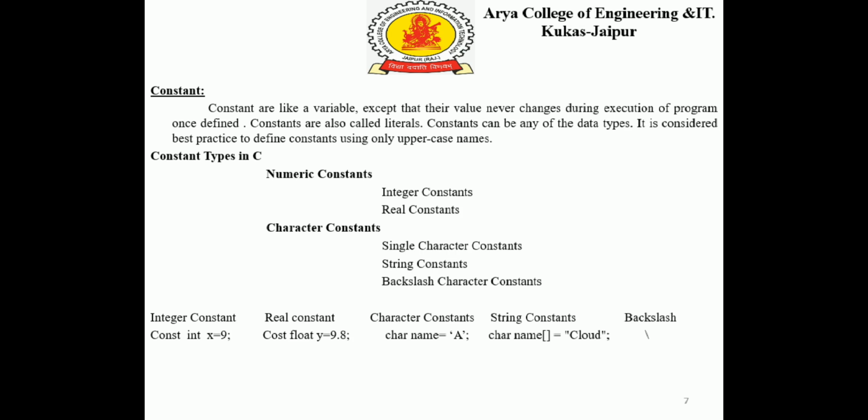Next, we can see constants. Constants are defined as values that are not changed during the execution of a program or during the life cycle of a program. They are of different types: numeric and character constants. Numeric are of two types, integer and real constant. Characters are of string constant, character constant, and backslash.